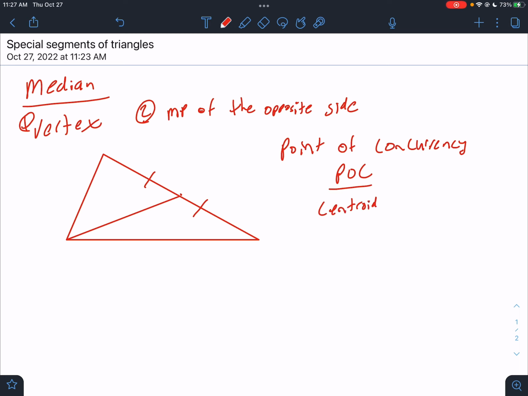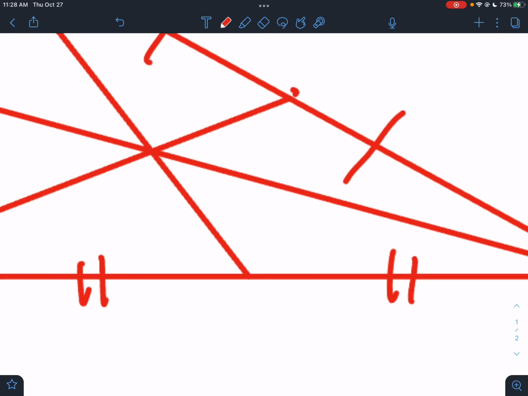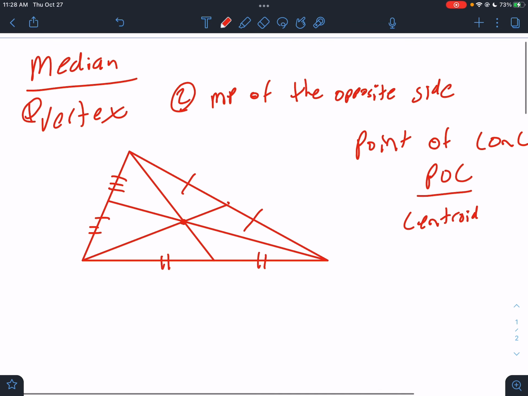I know that's kind of confusing, but it's like if I had a general category like mammals, what is a specific type of mammal? It'd be like a lion or a bear or a dog. Those are specific mammals. Well, the centroid is a specific point of concurrency that happens when you have three medians intersecting. So this spot where they all hit is called the centroid. It is a type of point of concurrency called a centroid. It'll make more sense when we talk about some other ones in a second.